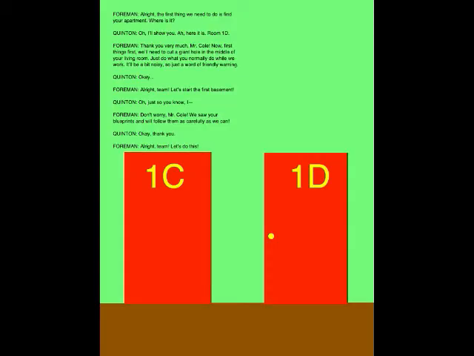Alright, the first thing we need to do is find your apartment. Where is it? Oh, I'll show you. Ah, here it is, room 1D. Thank you very much, Mr. Cole. Now, first things first, we need to cut a giant hole in the middle of your living room. Just do what you normally do while we work. It'll be a bit noisy, so just a word of friendly warning.